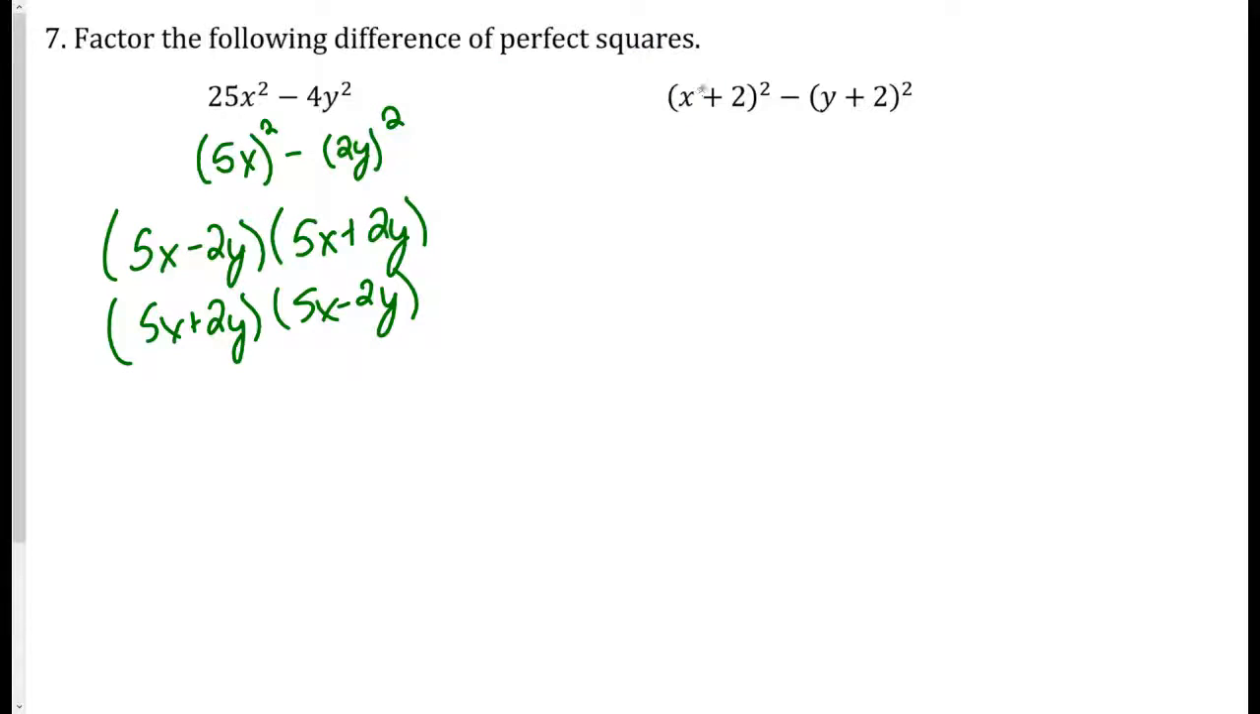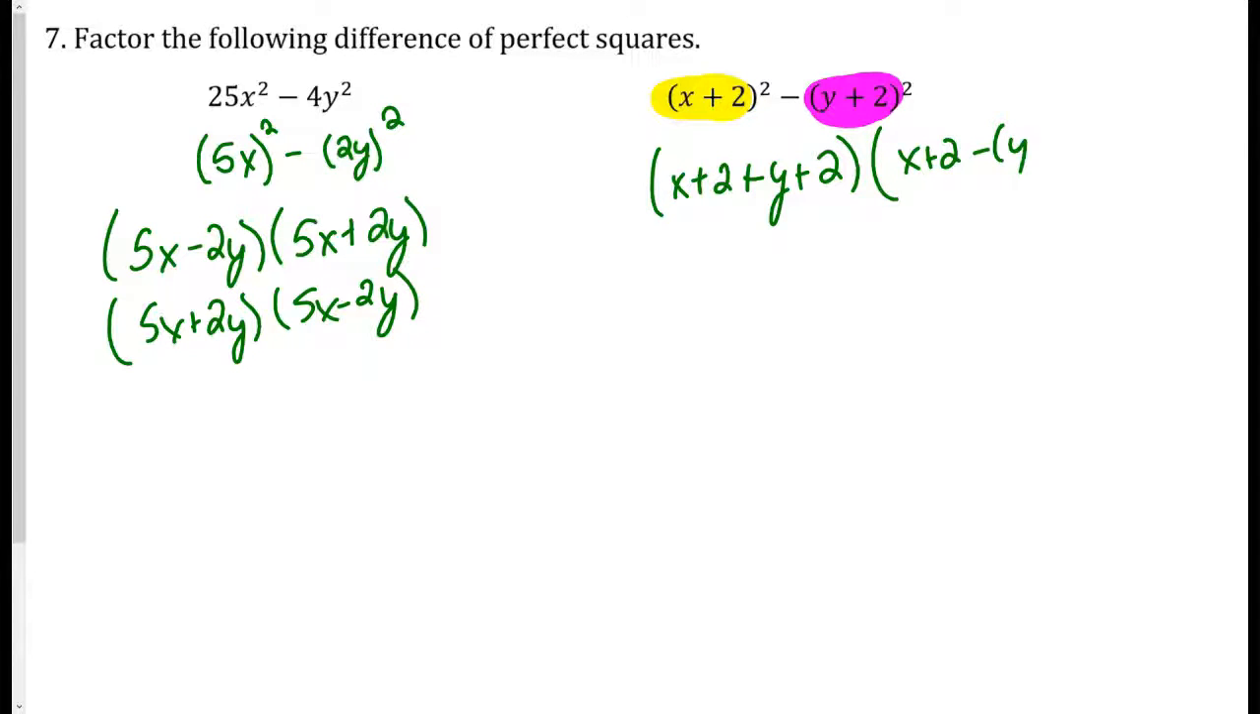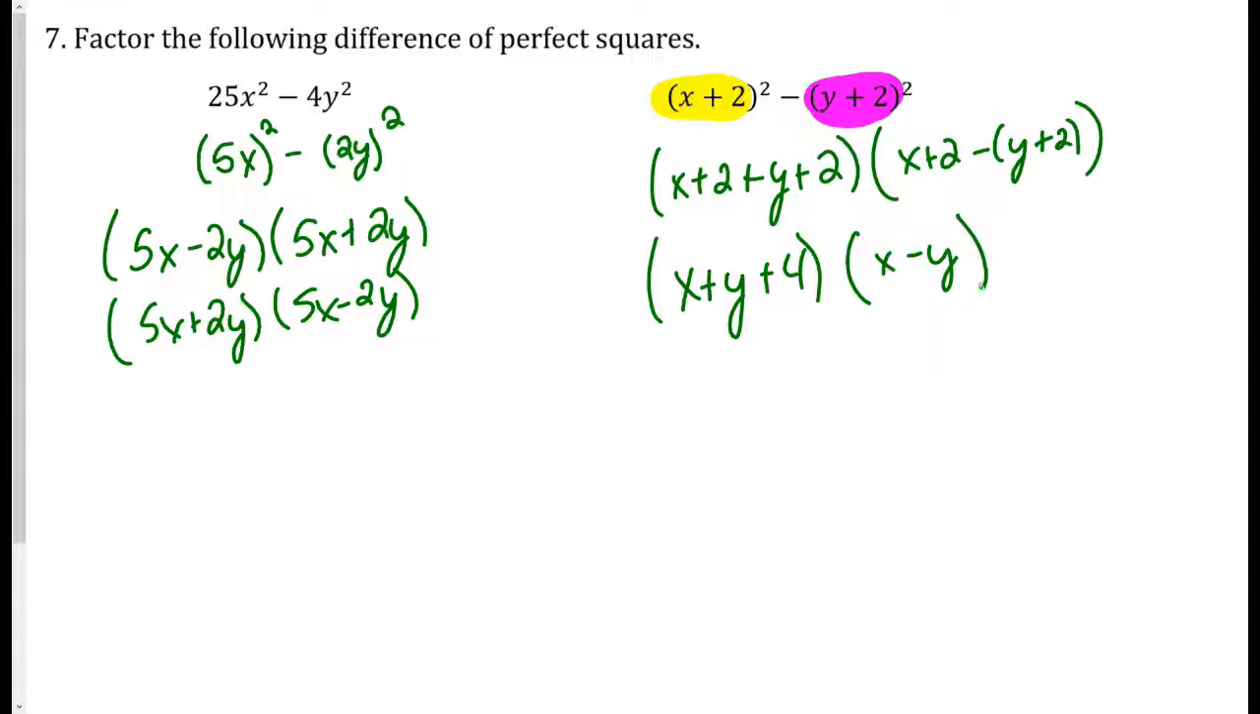Notice in the second part of this question, I have something squared minus something squared. Look for and make use of structure. So it's (x plus 2) plus (y plus 2), the first thing plus the second thing, times the first thing minus the second thing. We need that parentheses there because I need to distribute that negative. So I get (x plus y plus 4) times (x minus y plus 2 minus 2), which gives me 0. So that expression factors into (x plus y plus 4) times (x minus y). Again, that's the important idea of looking for and making use of structure.